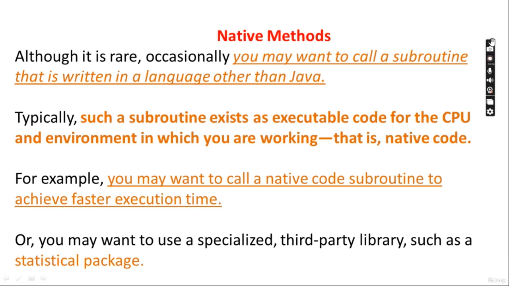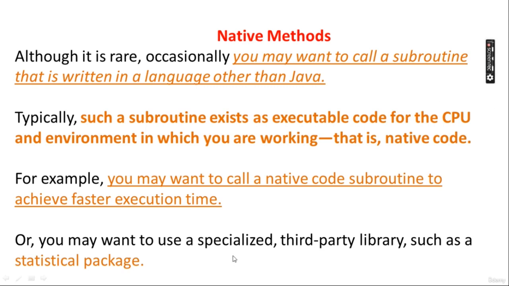Okay, in short. Occasionally, you may want to call a subroutine that is written in a language other than Java. Such a subroutine or method exists as executable code for the CPU and environment in which you are working, that is a native code. You may want to call a native code subroutine to achieve faster execution time. For example, if you have written some code in C programming language and you want to use that code in your Java programming language, that method will be called as a native method.